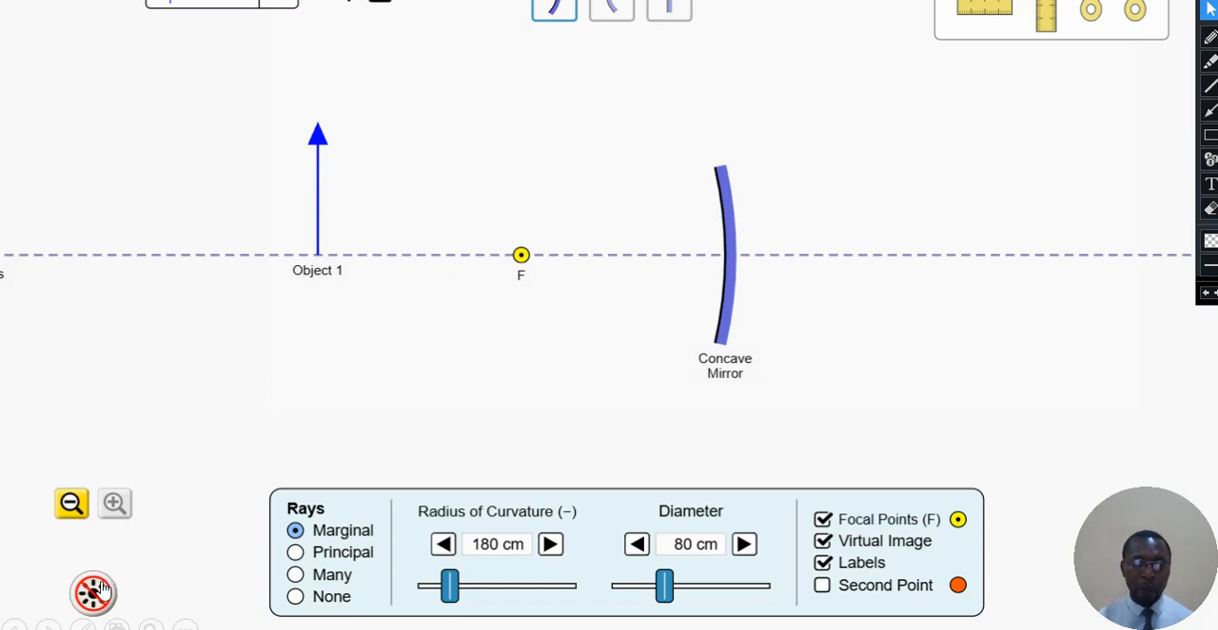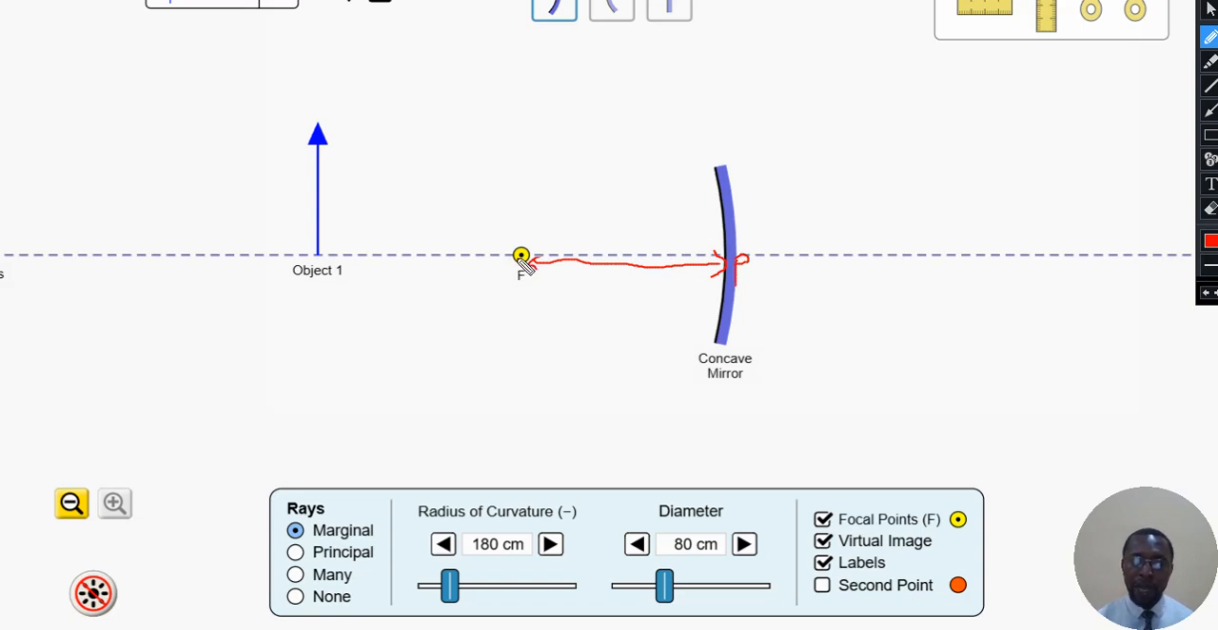All right, now between the focal point and the mirror, the length between them is known as the focal length. Okay, now where the mirror is located is called the pole. Here is the pole of the mirror. Okay, let me label it P. Now the distance between the focal point and the pole here is called the focal length of the mirror. So this distance from here to here is the focal length of the mirror.